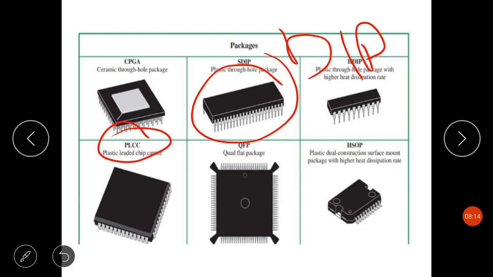It is a kind of surface mount package. Another surface mount packaging for the 8051 microcontroller is the 44 lead TQFP, that is thin quad flat package. So this was all about the features and packaging types of the 8051 microcontroller.